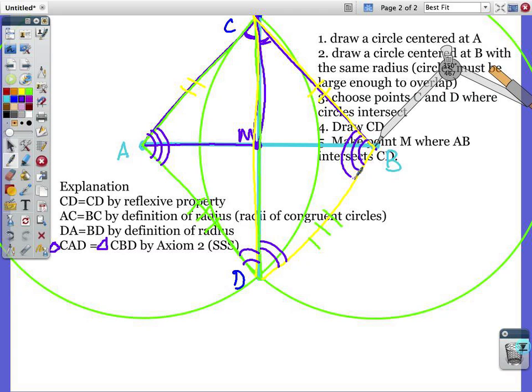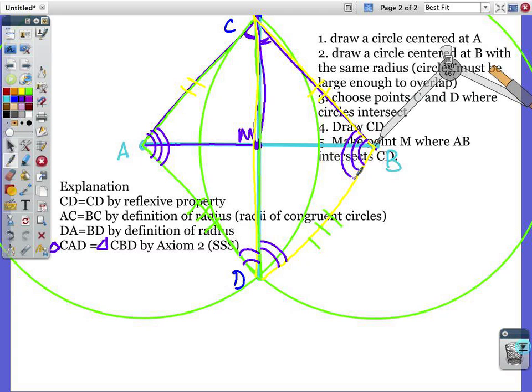The only part that we need is this angle up here. Now we're going to use axiom 3. Does anybody remember what axiom 3 says? Side, angle, side. So we have a pair of sides that are congruent, and another pair of sides that are congruent, and then we know that the angle in between those two are congruent. So that means that these triangles are congruent.